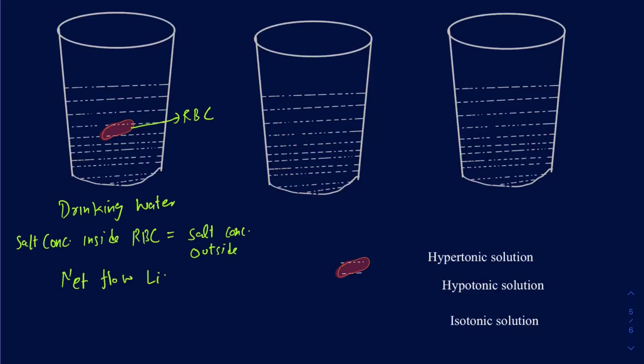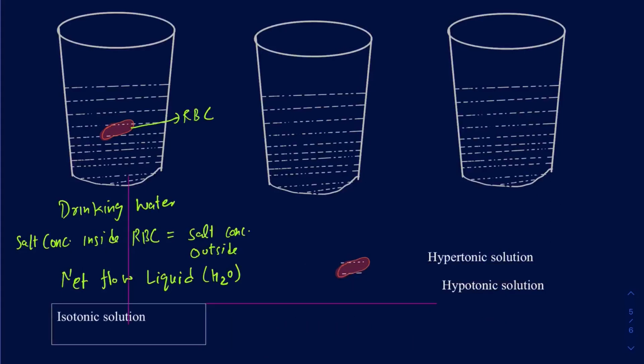I'll repeat that. There is not going to be any net flow, but that does not mean there is not going to be any flow of the water. You may have some water going inside the RBC, but at the same time, you may have some of the water from inside the cell coming out into the solution. So there is no net flow of the water. And that particular solution is going to be called an isotonic solution because it has the same concentration inside the cell and surrounding the cells.